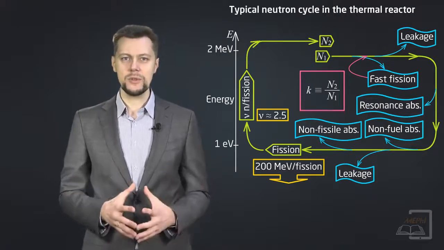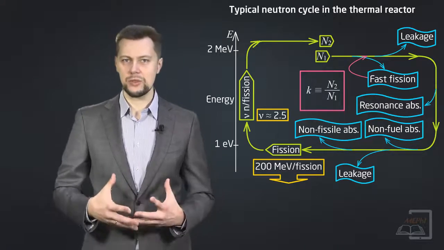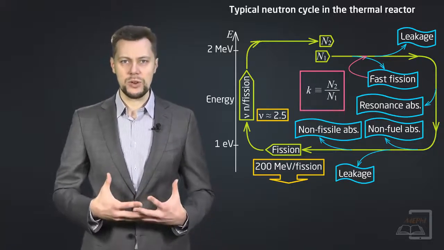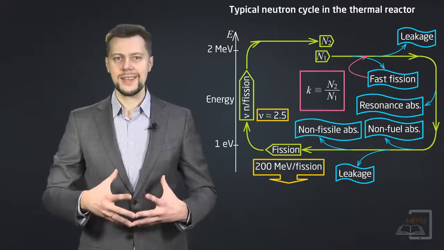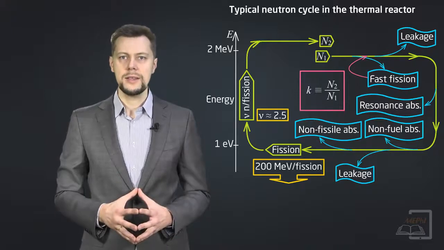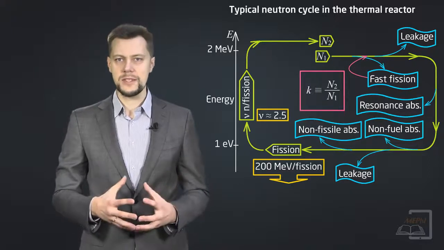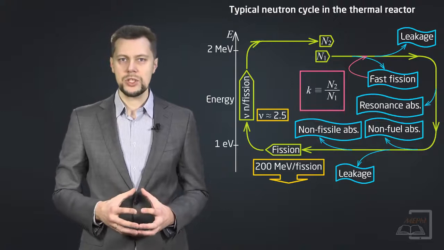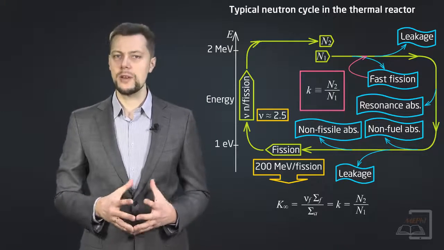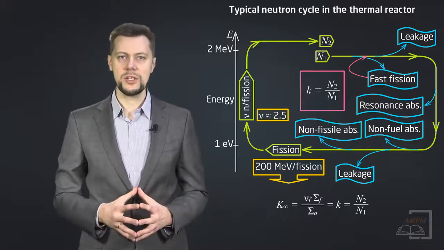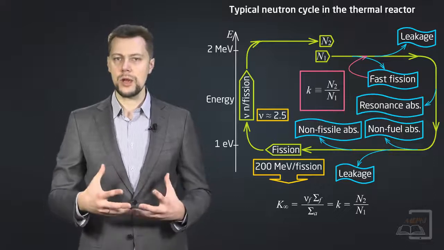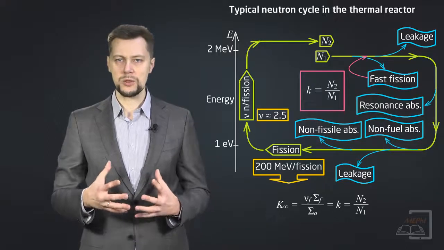Then the number of neutrons after the whole cycle is N2. N1 and N2 are the previous and following generation of neutrons, thus k equals the ratio N2 to N1, the multiplication factor of the system, the reactor, which takes into consideration all neutron processes. For infinite homogeneous medium, the definition of multiplication factor is the same as the ratio of nu times sigma f and the absorption macroscopic cross-section.